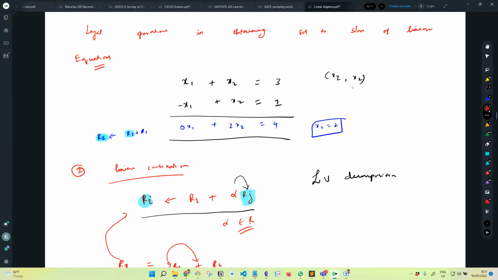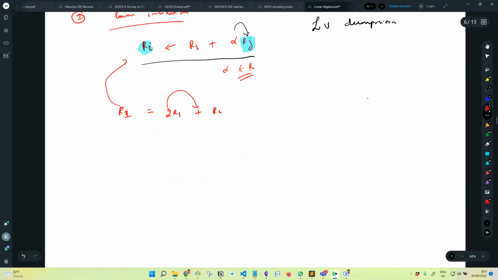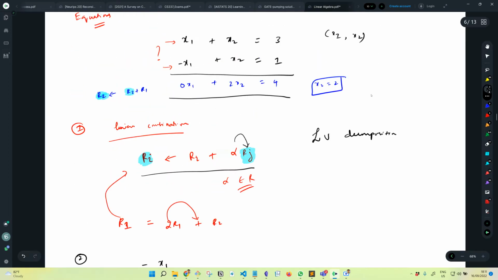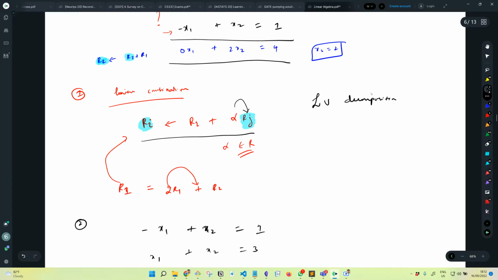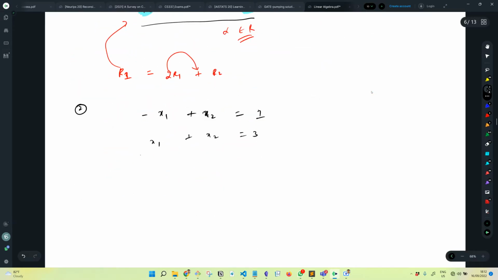Now, I gave you the system of equations. What is forcing us to write the first equation in the first row and the second equation in the second row? I can swap these rows, right? So what I mean is, I could have solved this system instead: minus x1 plus x2 equals 1 and x1 plus x2 equals 3. Still, I will get the same solution.